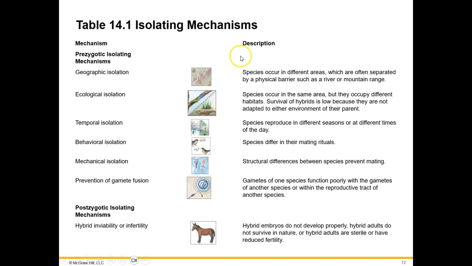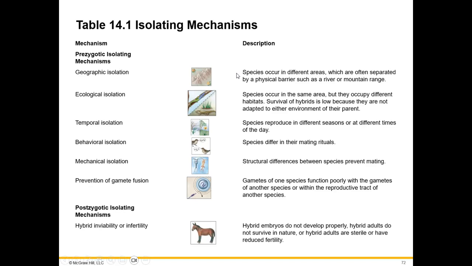When we talk about geographic isolation, it means we have species that are just in different areas. So even though they may be able to mate if they could find each other, they're just separated by some physical barrier. It could be a river, a mountain range, or the ocean, but they cannot reach each other to mate, and so they're geographically isolated.